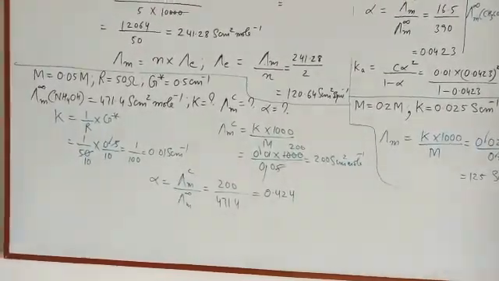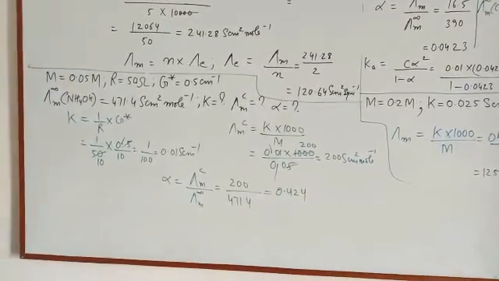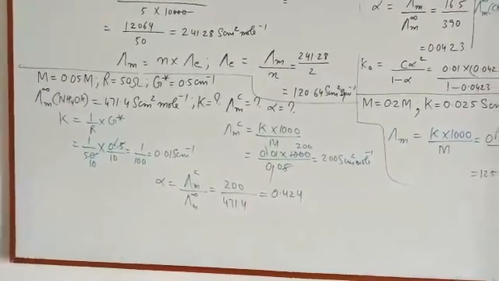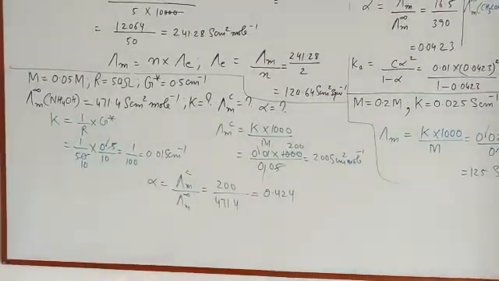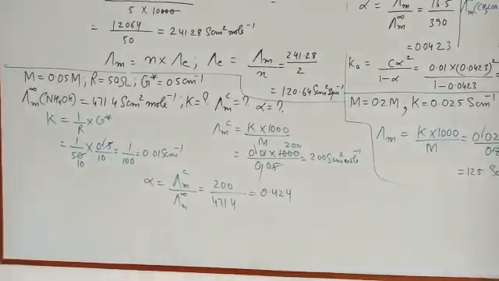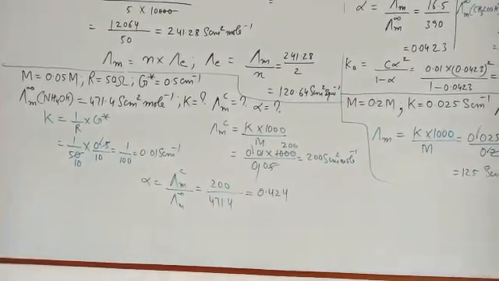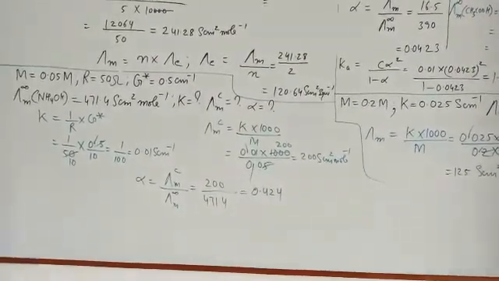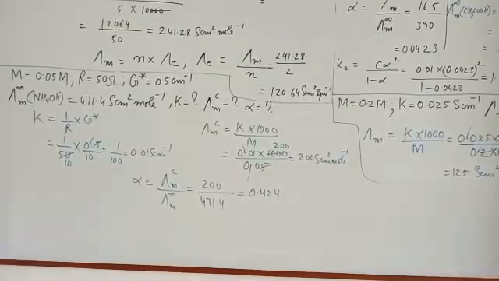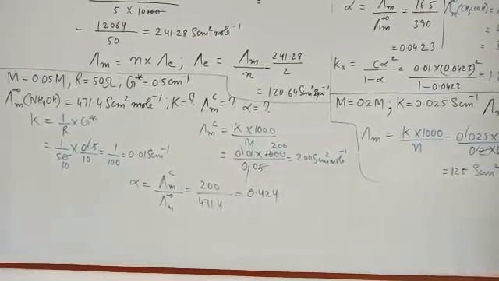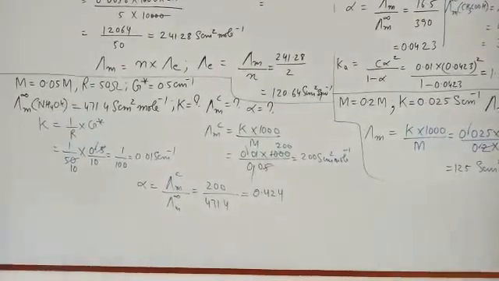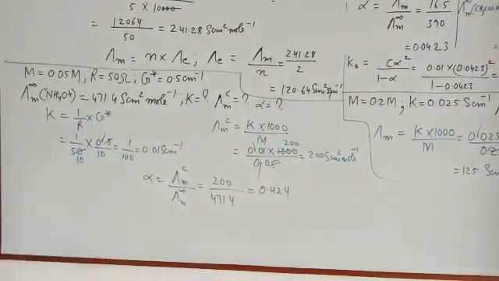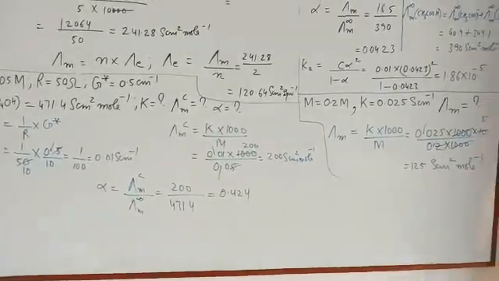According to the relation between conductance, cell constant and resistance, kappa is equal to 1 upon R into G star, 1 upon 50 into 0.5. After calculation we will get 0.01 Siemens centimeter inverse. Molar conductance at given concentration is equal to kappa into 1000 upon M. The value of kappa is 0.01 into 1000, value of M is 0.05. After calculation we will get 200 Siemens centimeter square mole inverse. Then the degree of dissociation alpha is equal to molar conductance at given concentration upon molar conductance at infinite dilution, 200 upon 471.4, which is equal to 0.424.